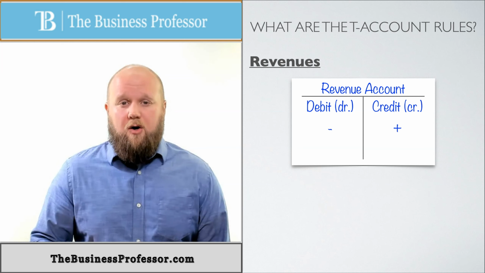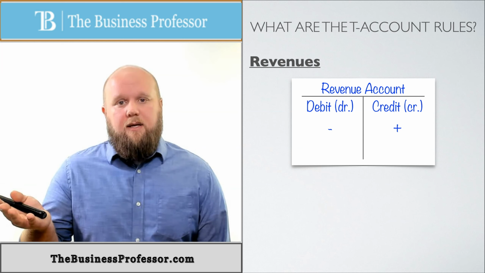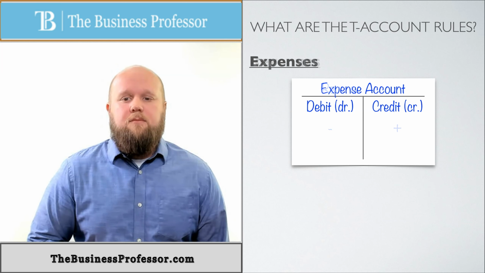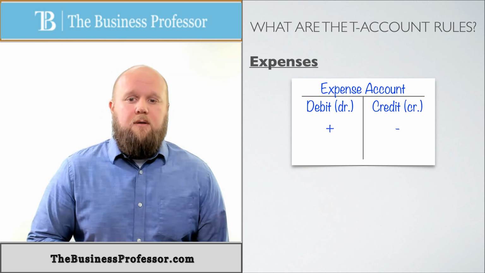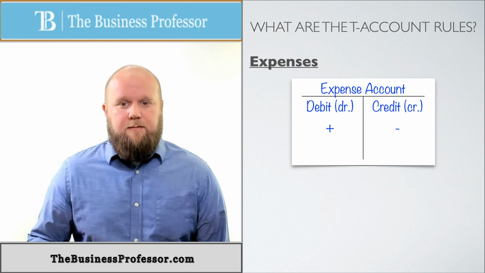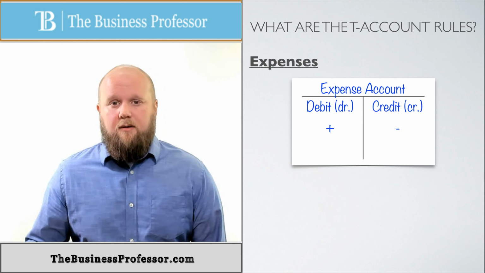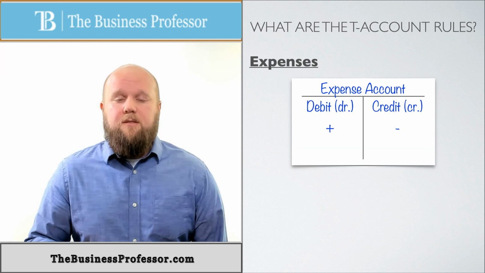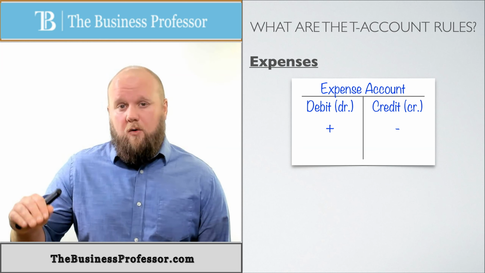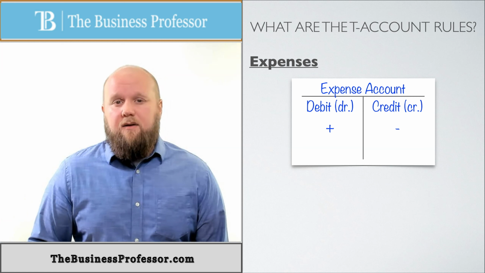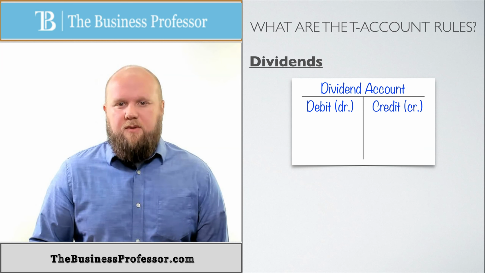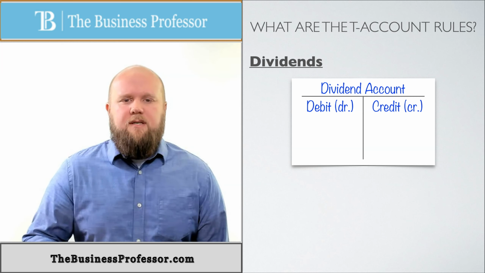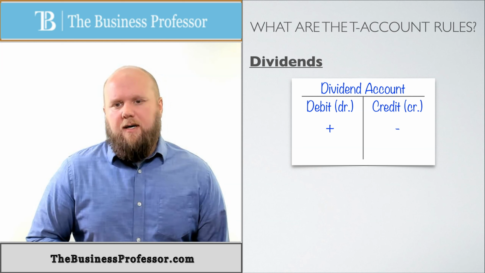So anytime I earn revenue, it goes on the credit side. Anytime I have to take away revenue, it's going to go on the debit side. Expenses are going to be plus minus. Debit is plus, credit is minus. Anytime I purchase something or use something, that amount that I'm going to expense is going to go on the debit side. Anytime I lower my expense, it's going to go on the credit side. And dividends are very similar to expenses, it's just money we paid out. It's going to be the same as expenses, plus minus.